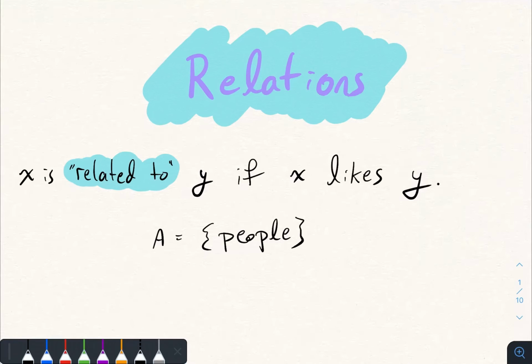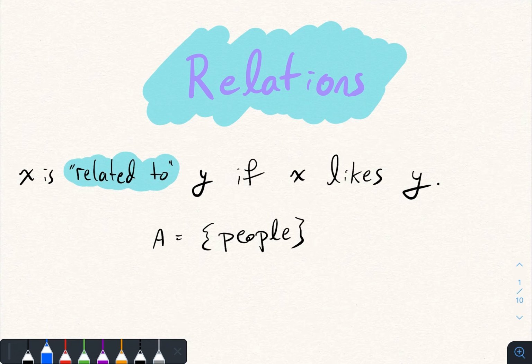Here's a basic example of a relation. When you have a relation, it's a relation either on a single set, or it could be a relation on a pair of sets. So this is a relation on the set of people. My set A is just the set of people, and my relation is that person X is related to person Y if person X likes person Y. So if John likes Kathy, then John would be related to Kathy.